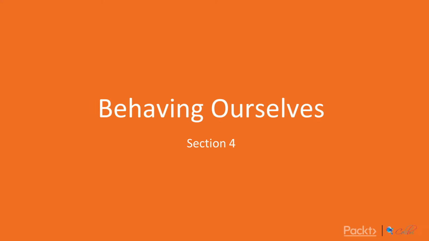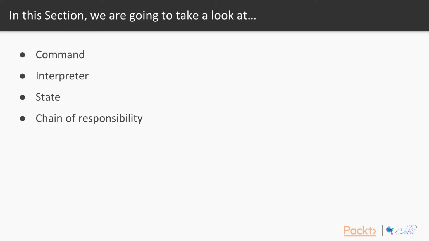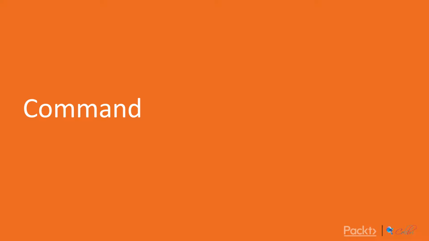Hello, and welcome to section 4 of this course, Behaving Ourselves. This is the first of two sections where we'll be looking at behavioural design patterns. In this section, we're going to cover the following patterns, starting with command, then looking at interpreter, state, and finishing with chain of responsibility. In this first video, we'll look at the command pattern.